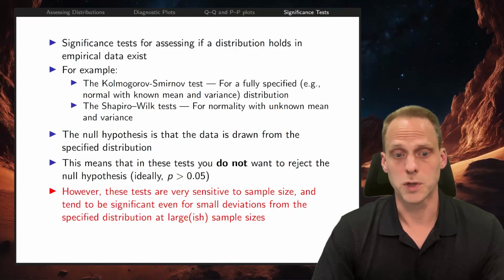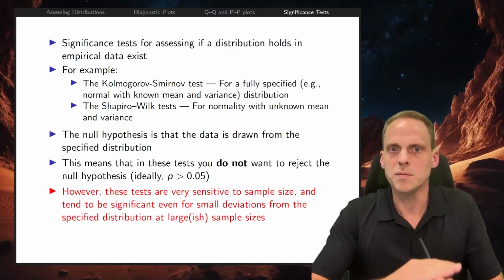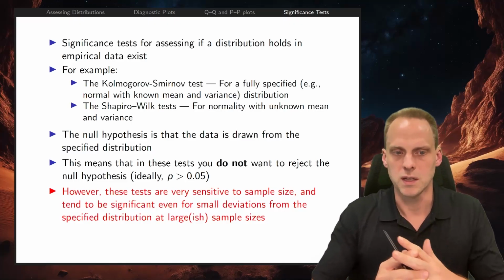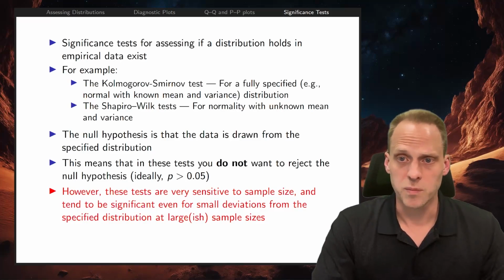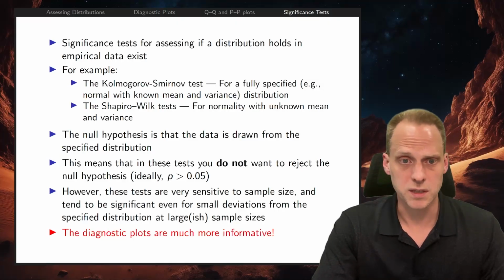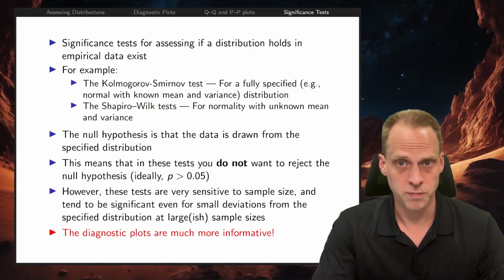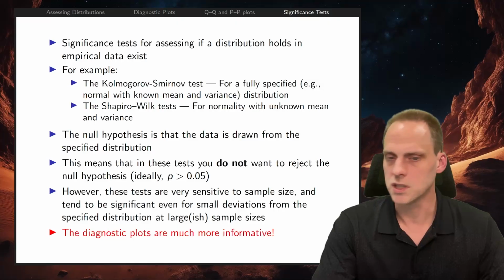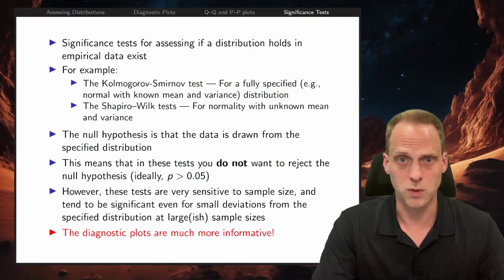Now that's nice, but a downside is that these tests are very sensitive to sample size. The normal distribution will never really be correct, or any distribution will never really be correct. So it tends to be significant for very small deviations. And that makes these tests a bit less useful. So the diagnostic plots are much more informative. You often get a significant effect here. It doesn't say much. You'll see them often reported in literature, but they're hard to interpret, these significance tests. It's not necessarily the case that a significant effect means that you cannot assume normality holds. It might be a very small violation.